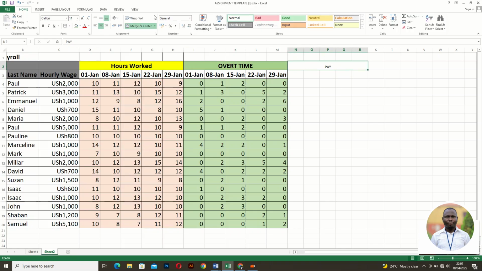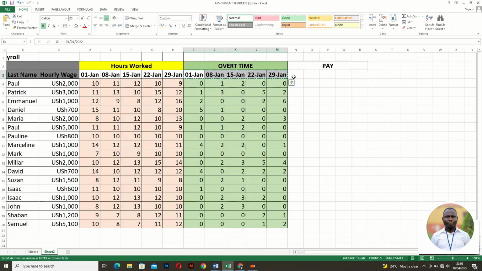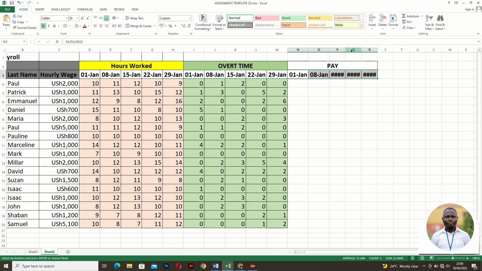After merging and calling it pay, let's give it a box. We make it 18 just like the rest. Then we make it bold. Let's make it 20. Yeah. So we are going to copy this very date again and then copy and paste. After pasting, we have to make sure that the values fit in by coming up here and you double click, and then the values are fitting in.